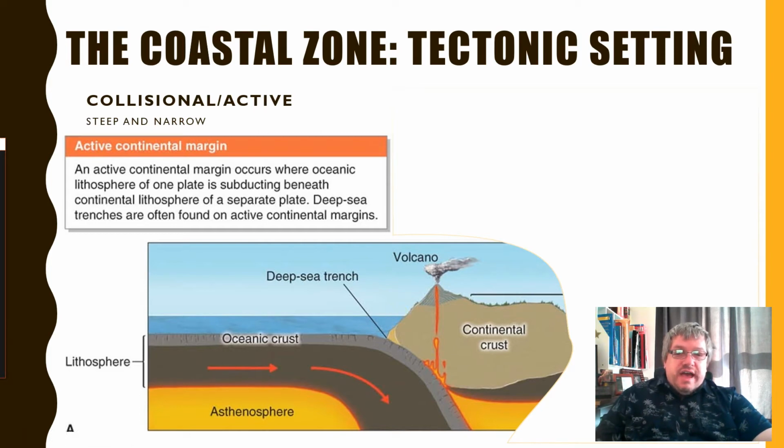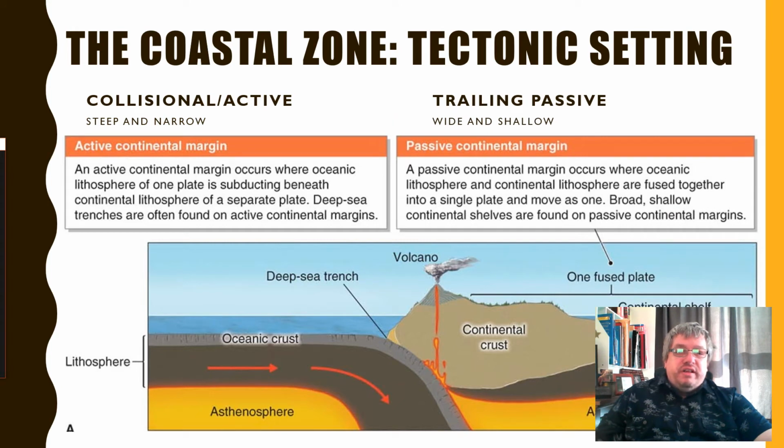So things that tend to happen, the profile tends to be steep. It tends to get very deep very quickly off the coast. And usually you'll see what's called a deep sea trench right off the coast. So, for instance, off the coast of South America, there's a deep trench that runs parallel to Peru and Chile on the west coast. There's also one right off the Philippines in the Pacific Ocean, the deepest part of the ocean.